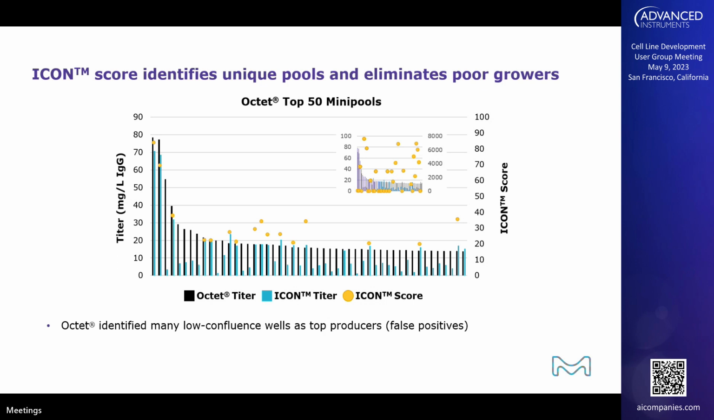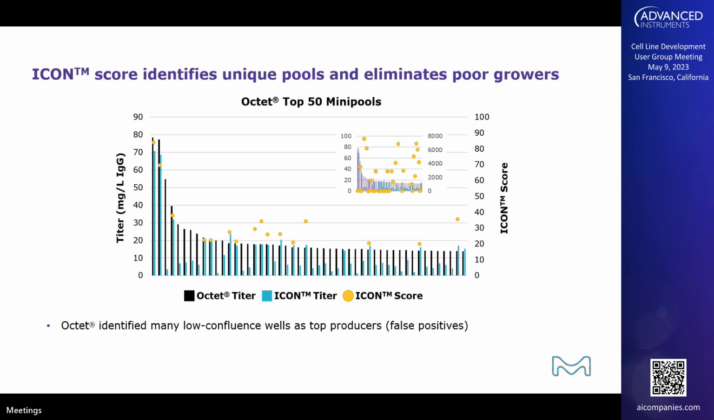The inset in this figure shows the full distribution of ICON scores going up to values of 8,000. These are artificially high due to very low growth in some of these wells. This corresponds to what we would call a false positive, where the octet actually measured a high titer value, but the wells themselves have few or no cells. Now, this is not typical of the octet, but is an error that we see infrequently. In this case, the ICON allows us to identify those poor growers and eliminate them from our scale-up selection.